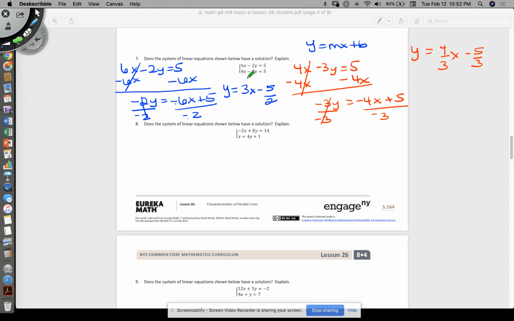So real quick, easy way. Will it have a solution? Well, what's my slope here? 3. What's my slope over here? 4 over 3. So will this one have a solution? Yes. How do I know? My slopes are different. All right, I want you to try 8 with a partner.